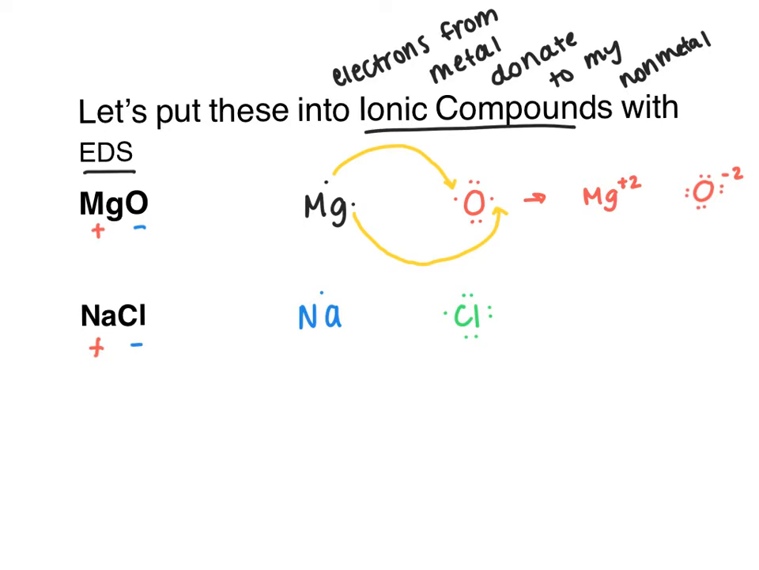Why don't you try and see what sodium would look like when it donates its electron to chlorine. All right, sodium donates its electron to chlorine, and I get something that looks like Na positive 1, and then Cl negative 1, because again, sodium lost an electron and chlorine gained an electron.